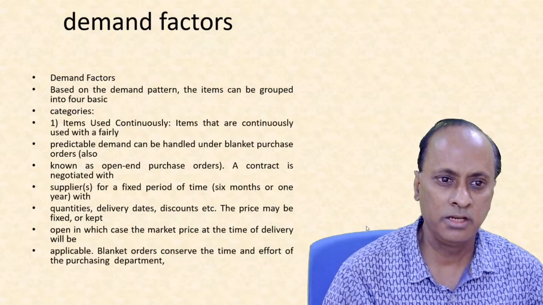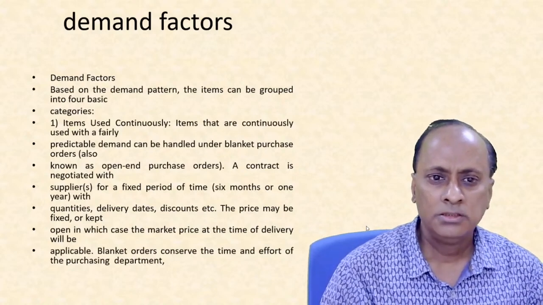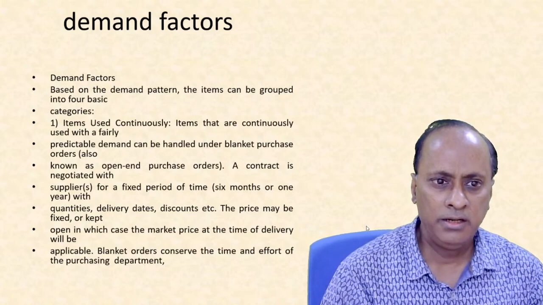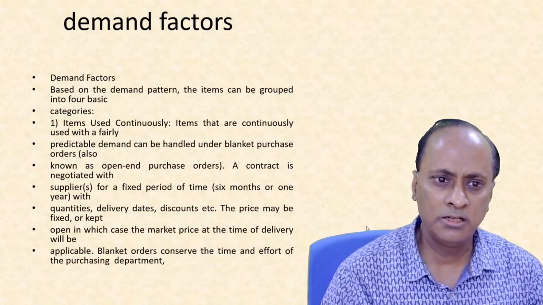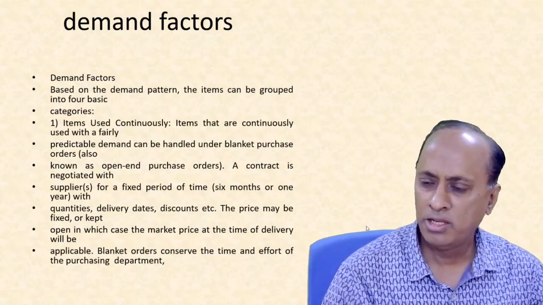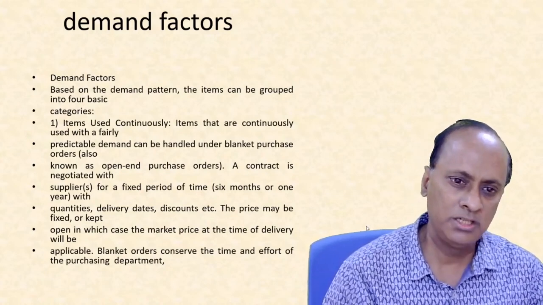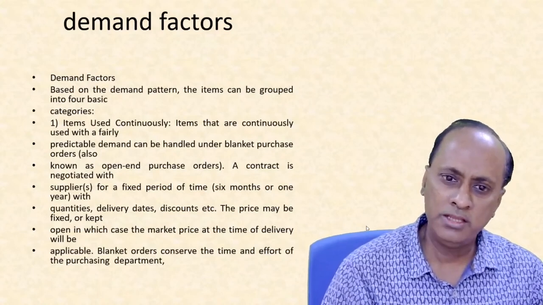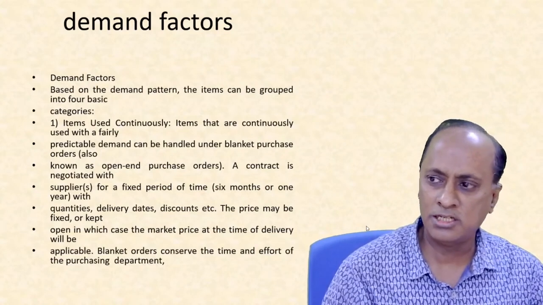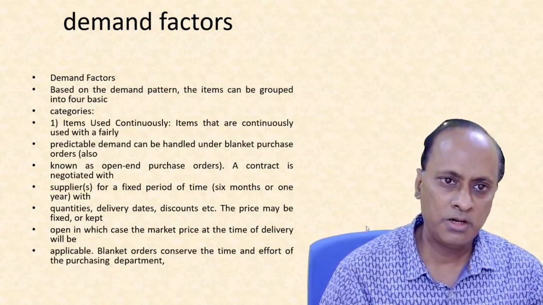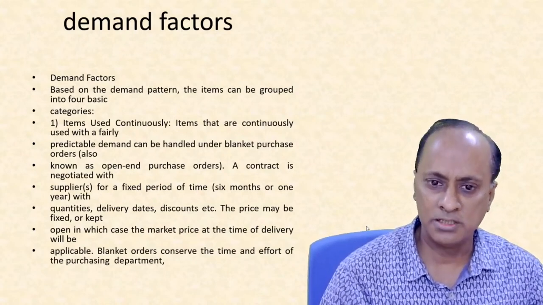Now, there are different types of items, and based on the demand pattern, the first is the item used continuously. That means, for example, a spare part which is used continuously throughout the year. So we require the materials throughout the year. In such cases, what happens? We don't make a fresh purchase order every time we purchase.